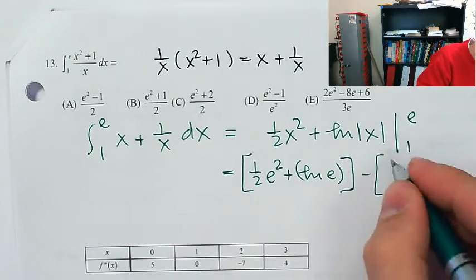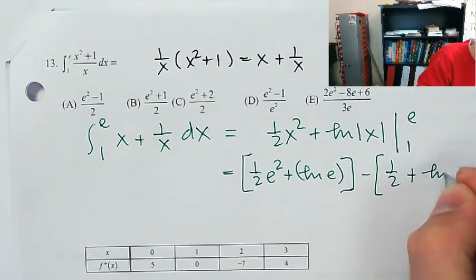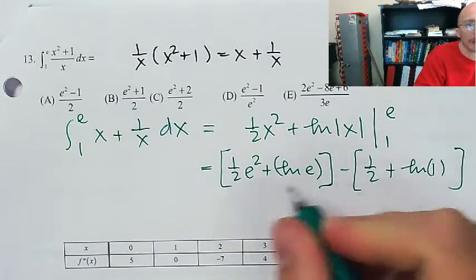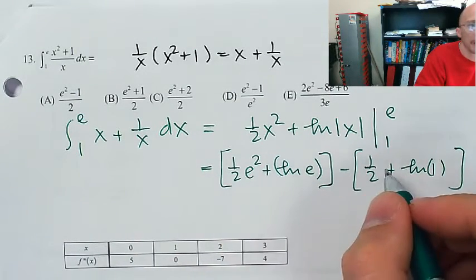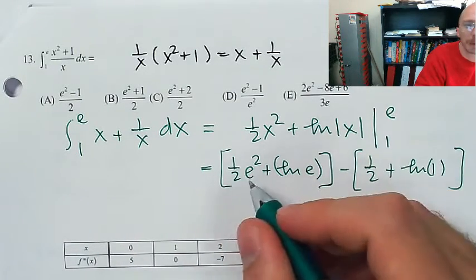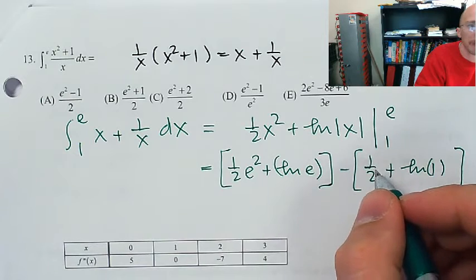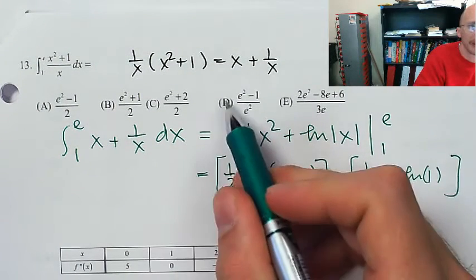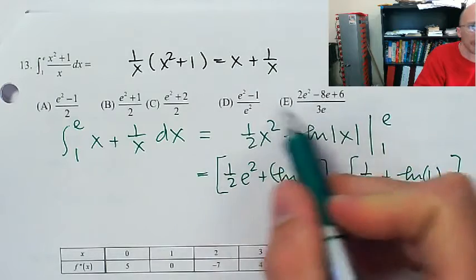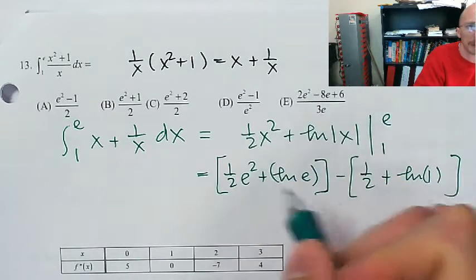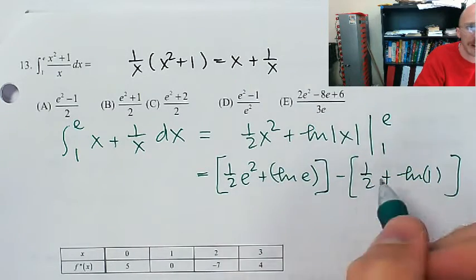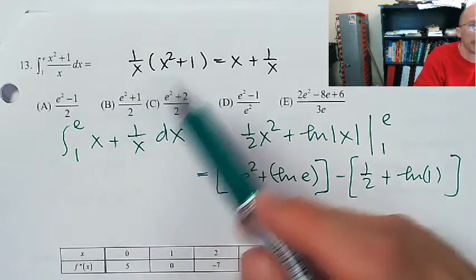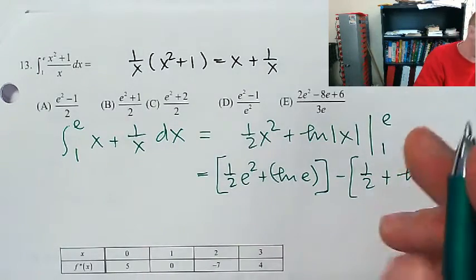minus, when I plug in 1, I get a half plus the log of 1. We have 1/2 e squared plus log of e, minus a half. I'm not immediately seeing it, but I think I can definitely throw out this one and this one, because it's just not looking right at all. I see no e's in any denominator. So I think it's one of these three, but which one is it going to be?